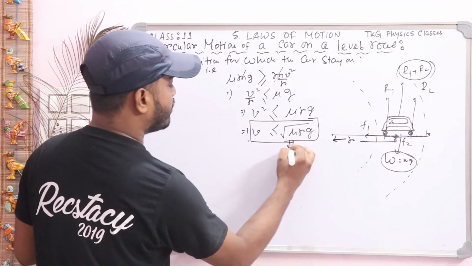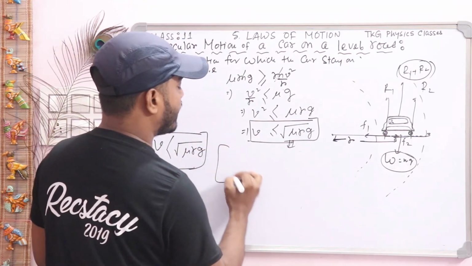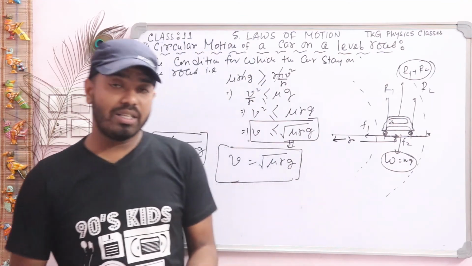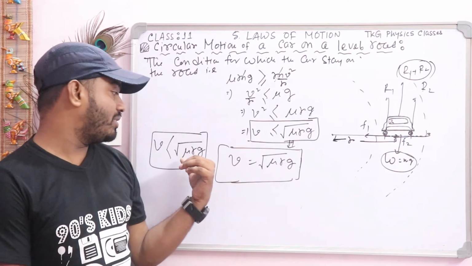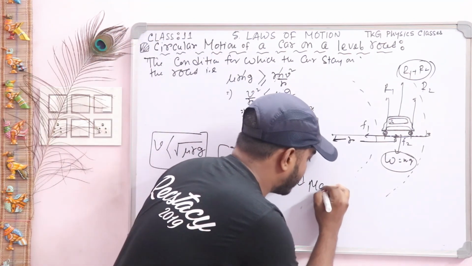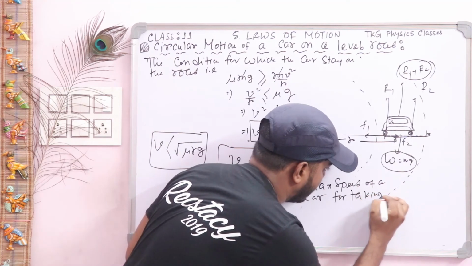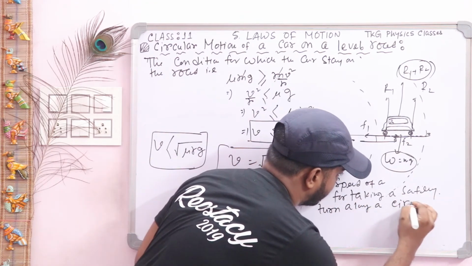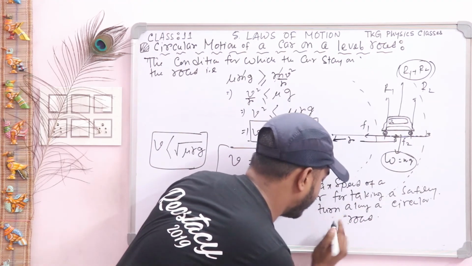Okay. Now from this equation you can write v less than root under mu rg, one expression. Another expression you can write v equal to root under mu rg. Now tell me, what is the maximum speed for which the car takes a safe turn on a circular track? The case v less than root under mu rg is not the maximum speed. V equal to root under mu rg is the maximum speed. The maximum speed of a car for taking a safe turn along a circular path, or a circular level road.